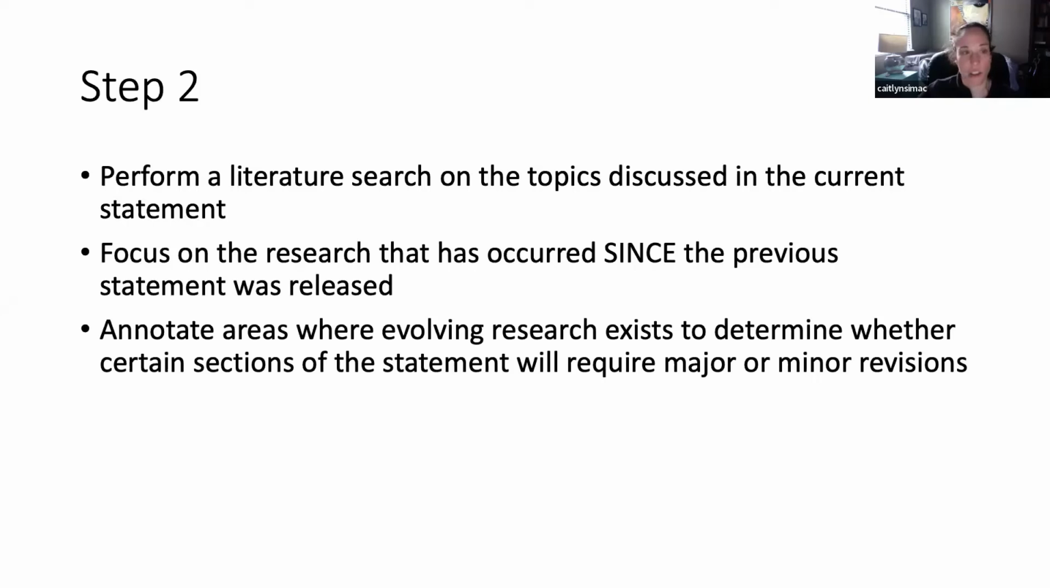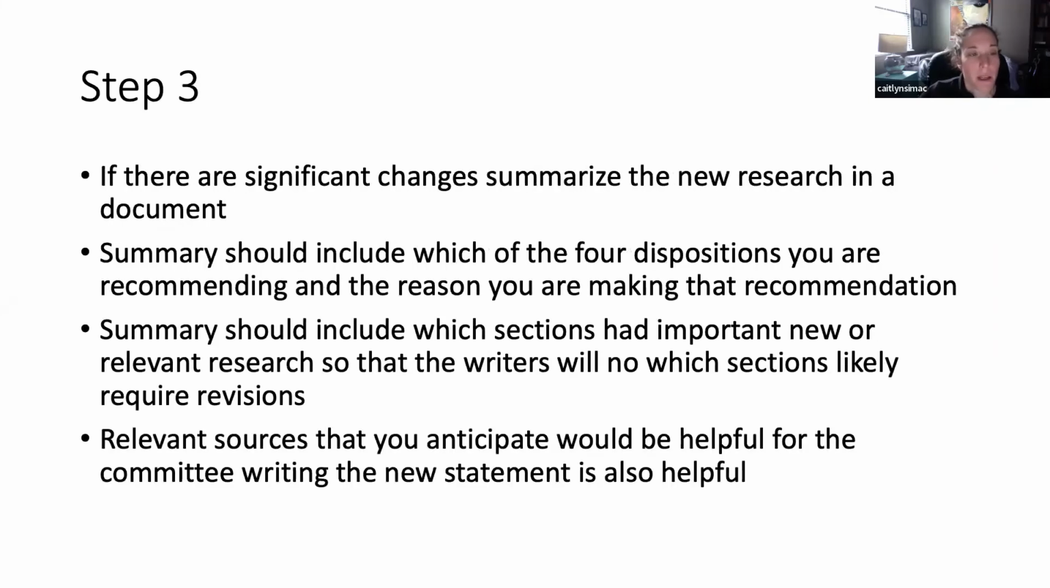You are to annotate any areas where evolving research exists to determine whether certain sections of the statements will require major or minor revisions. The third step is, if there are significant changes, to summarize the new research in the document. The summary should include which of the 4 dispositions you are recommending and the reason why you're making that recommendation. The summary should also include which sections had important new or relevant research so that the writers will know which sections likely require revisions, and then also what relevant sources that you anticipate would be helpful for the committee writing the new statement.